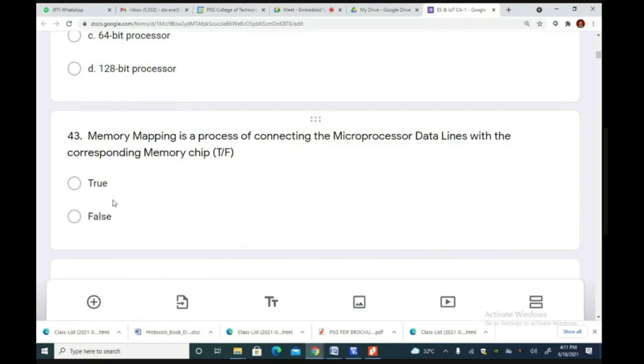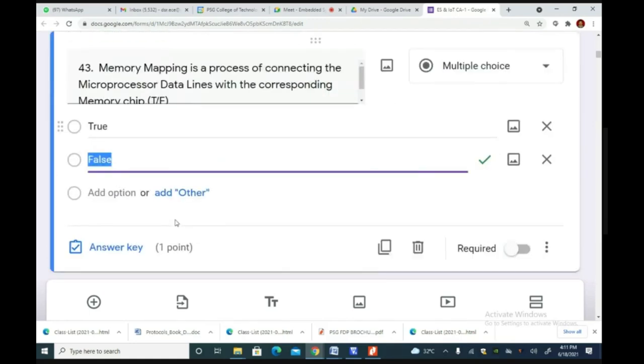Memory mapping is a process of connecting the microprocessor data lines with the corresponding memory chip. No, memory mapping is a process of connecting the microprocessor's address lines with the corresponding memory chip. So, the answer is false. Okay, the answer is false, as you see here.